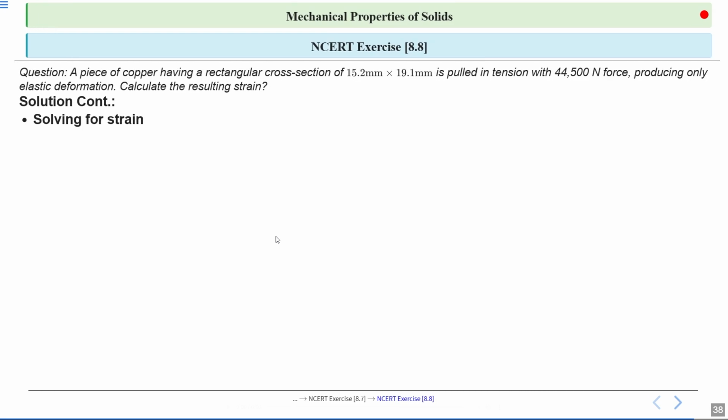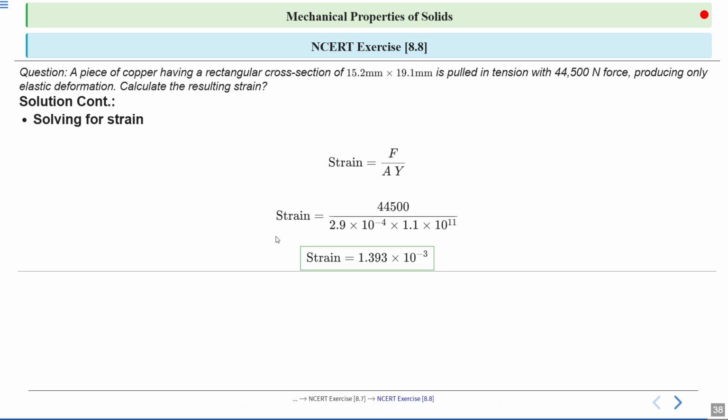So let's focus on what we are solving for, the strain. Strain is the measure of deformation. Strain equal to F divided by A into Y. So substitute the values into the formula. So 44,500 divided by 2.9 into 10 raised to the minus 4 into 1.1 into 10 raised to the 11. So solving this, you will get 1.393 into 10 raised to the power minus 3.